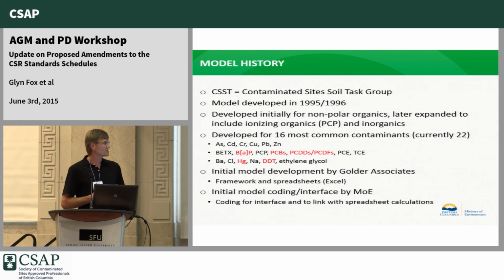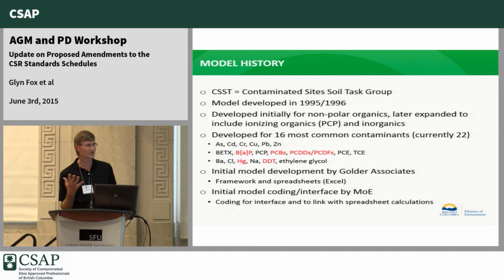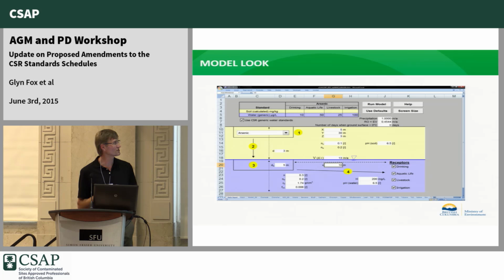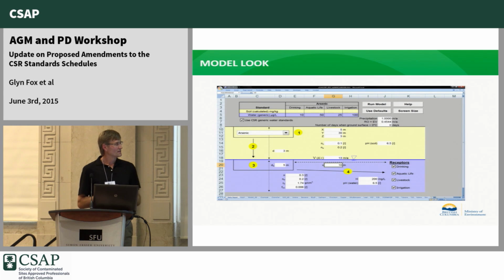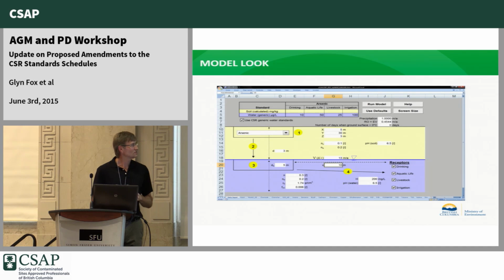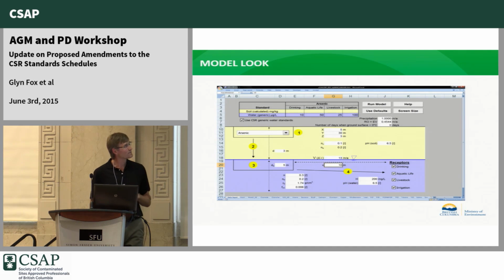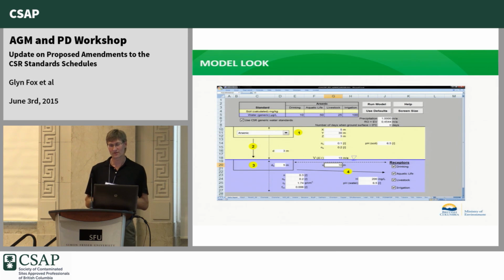So the initial framework was put together by Golder, who put a bunch of spreadsheets together, and then we had a fellow in-house who took those and created that front-end interface to the model, and so we're back to this one again. This is what it currently looks like. You can see we've got the source, item 1, leachate migration 2, mixing at the water table 3, transport item 4, and you can see our substance up there.